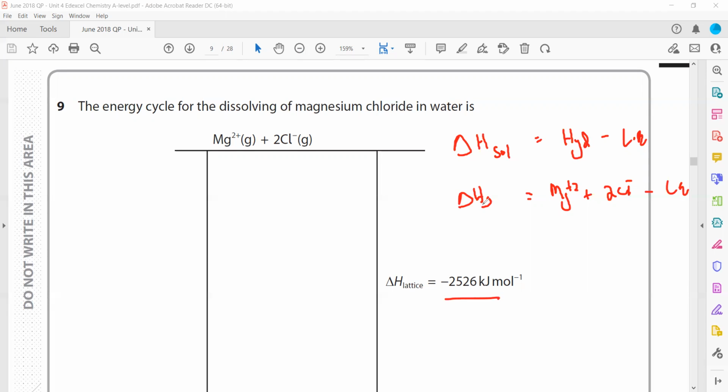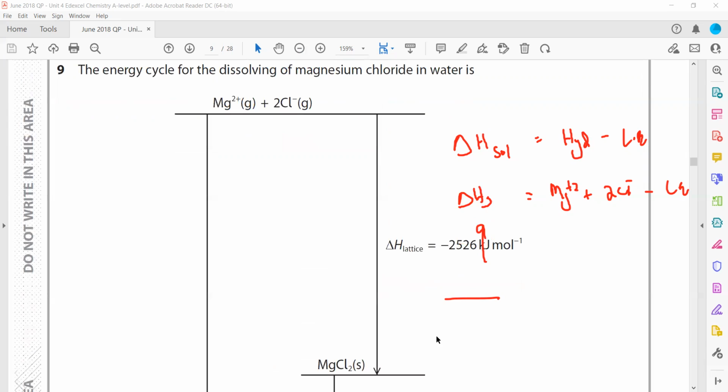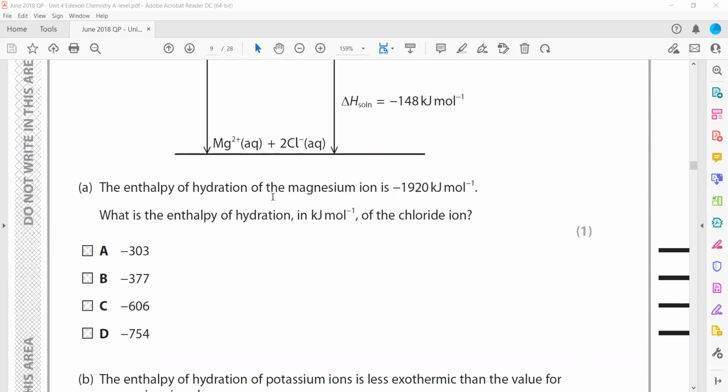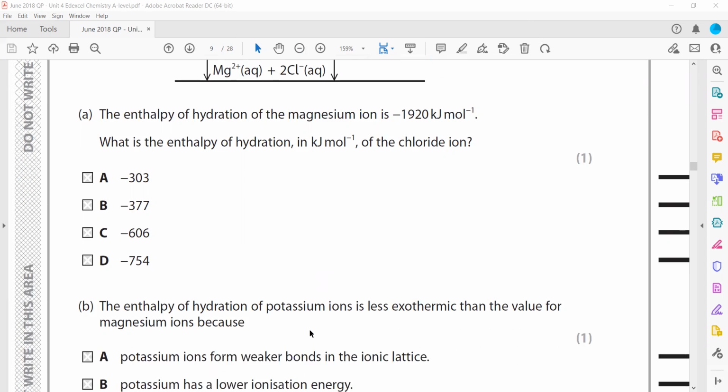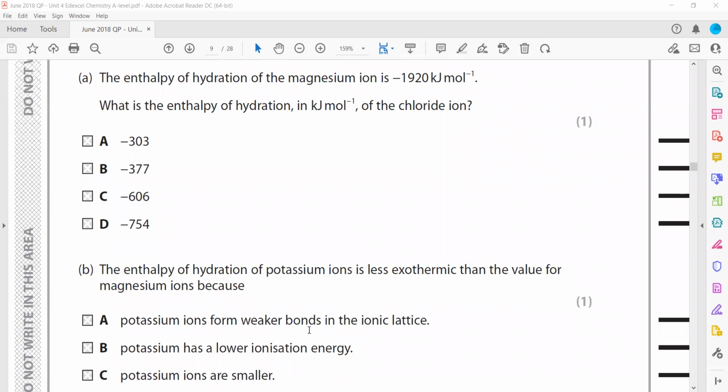So we substitute the enthalpy of solution here, minus 148. The lattice energy is given, and the magnesium hydration is given, so we can work out the chloride as well. So hydration minus lattice is one way, or if the cycle is given, you can use the fact that the overall energy change does not depend on the route. So the route 1 energy will be the same as the route 2 energy.